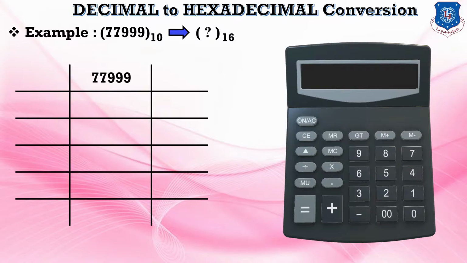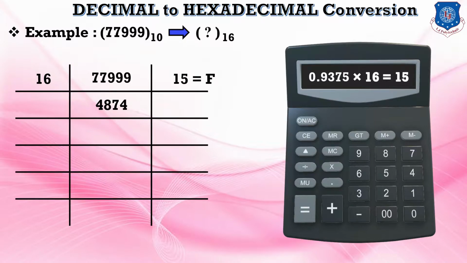Now 77999 is divided by the base or radix of the hexadecimal number system, that is 16. Then we get the answer 4874.9375. Of this answer, 4874 becomes the quotient. The remaining term is 0.9375. This 0.9375 is multiplied by 16, then we get the answer 15. This 15 becomes the remainder. But remember, we can't write a double digit in the hexadecimal number system. So we replace 15 with the capital letter F.